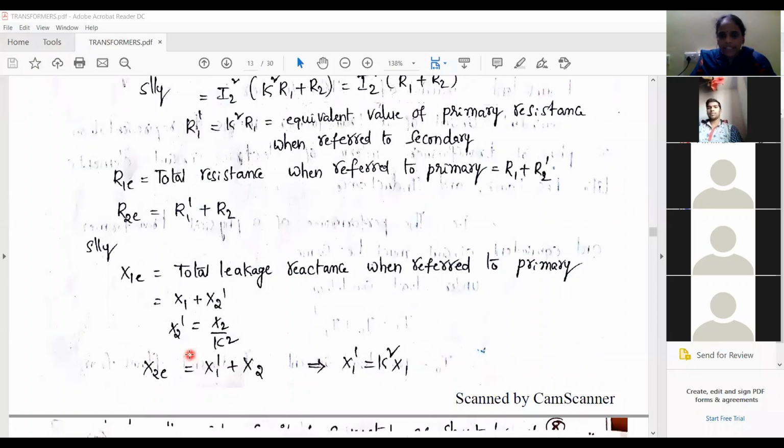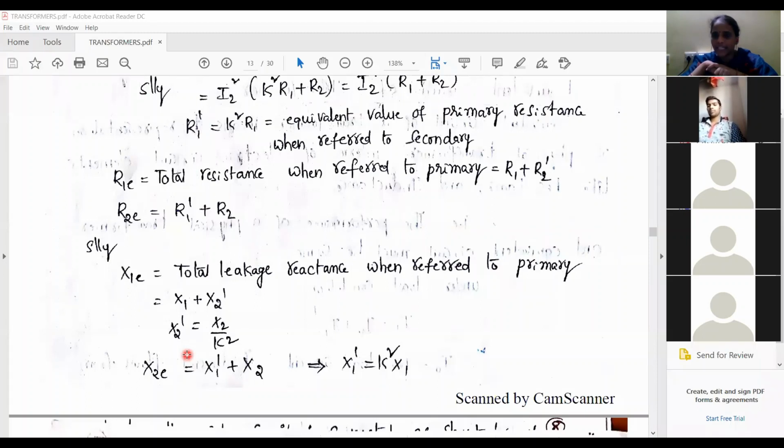Now, are you clear? There are two parameters in the primary and two parameters in the secondary. The primary winding parameters are R1 and X1. The secondary winding parameters are R2 and X2. When the primary winding parameters are transferred to the secondary, we call these parameters R1 dash and X1 dash. When the secondary parameters are transferred to the primary, we call them R2 dash and X2 dash. Is it clear? Yes, ma'am. When the secondary parameters are transferred to the primary, you have to divide by K square. When the primary parameters are transferred to the secondary, you have to multiply by K square.